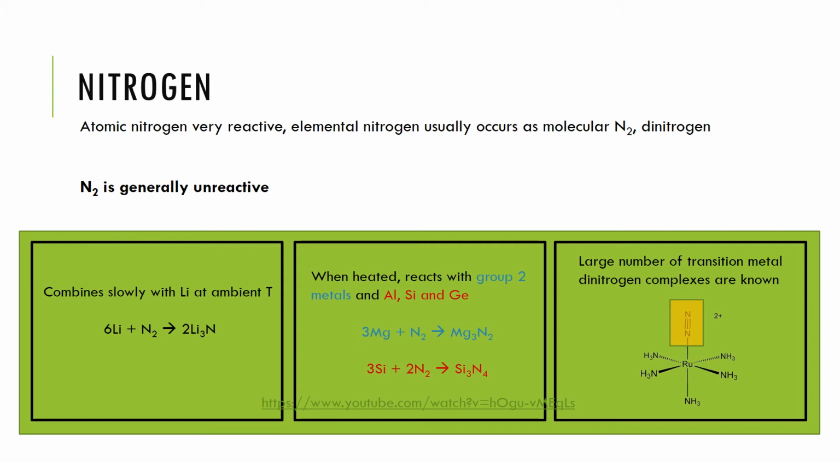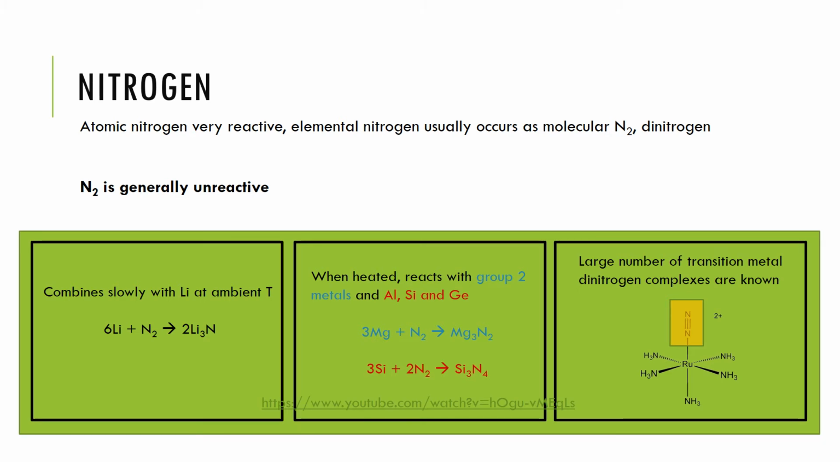Okay, so back to a consideration of some of the chemistries of nitrogen and phosphorus. Atomic nitrogen, so nitrogen on its own, is very reactive, but we know that it doesn't tend to occur on its own. It usually buddies up with another nitrogen atom, and we find it as molecular nitrogen, or dinitrogen, N2, which is a pretty stable molecule. It's a pretty happy molecule. It's quite unreactive, actually. It will combine very slowly with lithium at ambient temperatures.